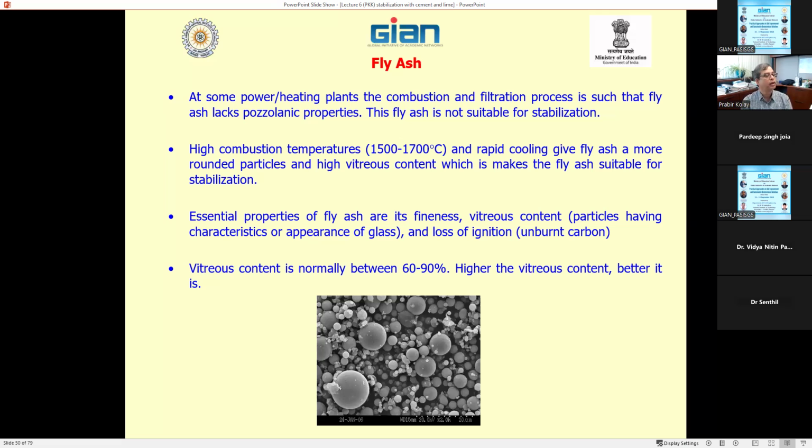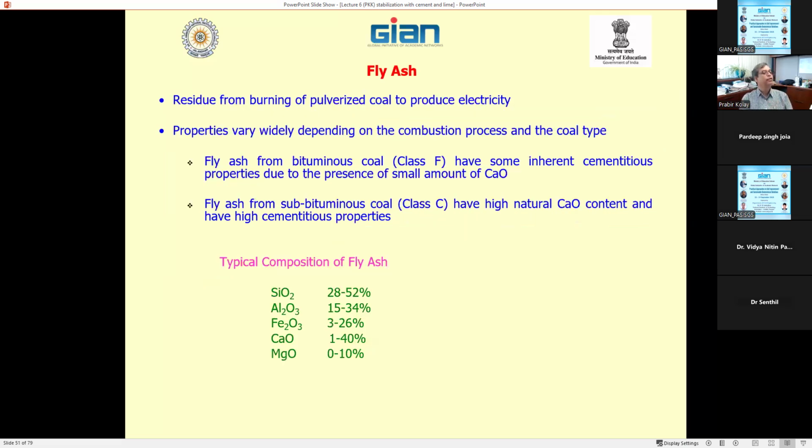Here the properties are fineness, vitreous content, and loss on ignition, the unburned carbon. If there is more unburned carbon, that is not good. The vitreous content is normally between 60 to 90%; the higher the vitreous content, the better. Again, we need to look at the chemical composition. Here calcium oxide is the main component, the glue that holds things together, and it ranges from 1 to 40%.